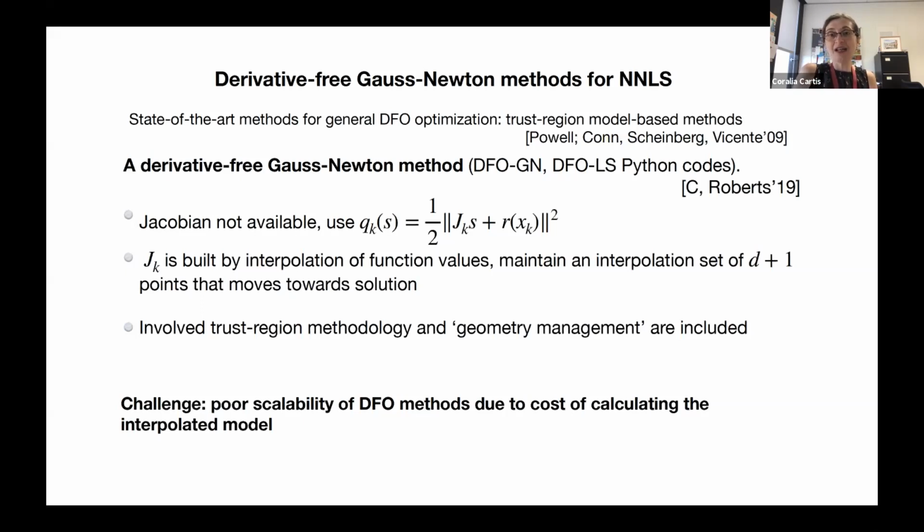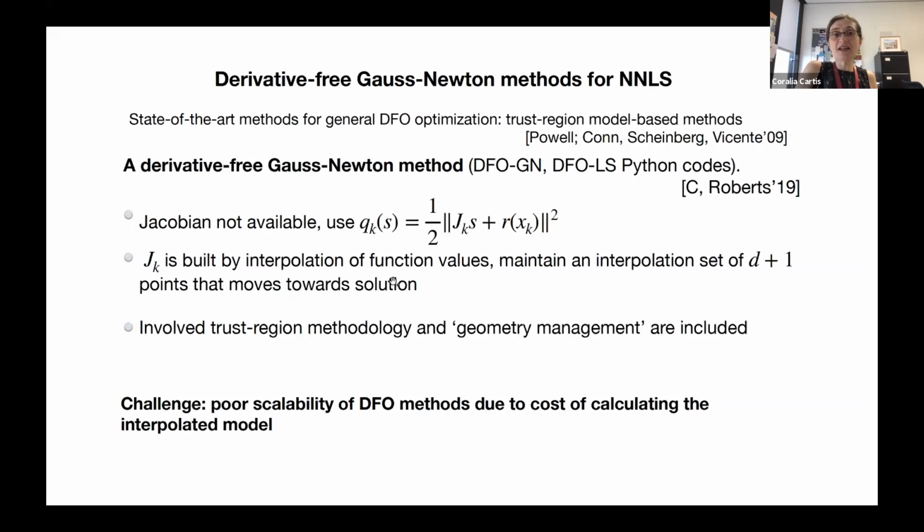So we have this kind of model-based trust region, which are state-of-the-art for derivative-free optimization. They are sophisticated codes that extend trust region methods to the regime where you only have access to a small number of estimations of R, residual values, so values of the residual R, okay, but you don't have the Jacobian.